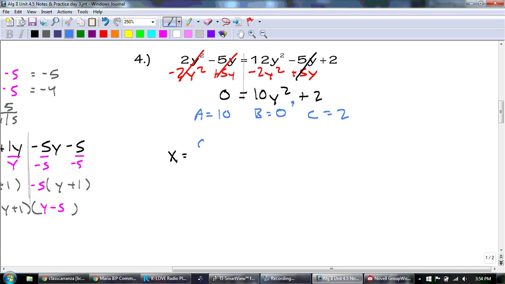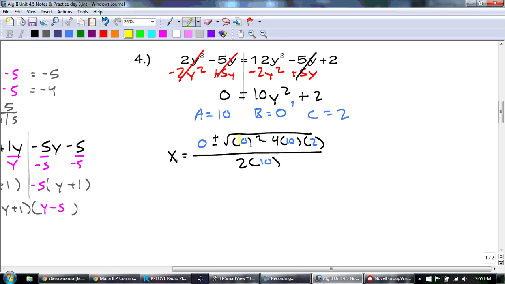X equals the opposite of B. Well, the opposite of 0 is just 0, plus or minus the square root of B squared minus 4AC. Well, once again, B is 0. Then we have a 10 and a 2, all divided by 2A.